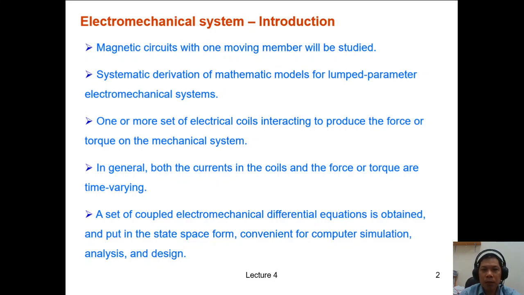lump parameter electromechanical system. We will have one or more set of electrical coils interacting to produce the force or the torque on the mechanical system. And in general, both current in the coils and the force or torque are time varying. A set of coupled electromechanical differential equations is obtained and put in state space form, convenient for computer simulation analysis and design.